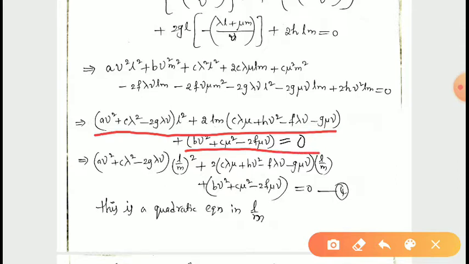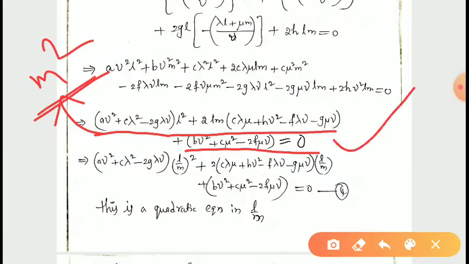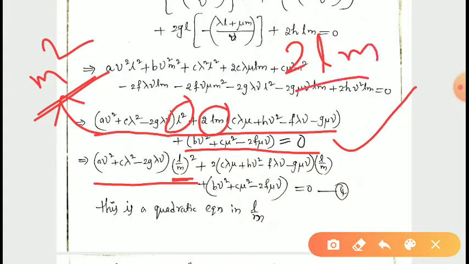And also, from this equation, by dividing the entire equation by m square, we can write like this: a mu square plus c lambda square minus 2g lambda mu. Here l square by m square, therefore l by m whole square. Here in this step, 2lm by m square means 2l by m. Therefore, we can write like this. And here, actually there is m square, we will get like this.